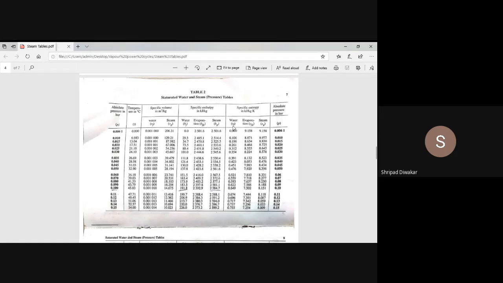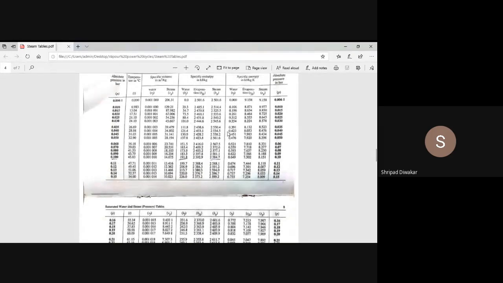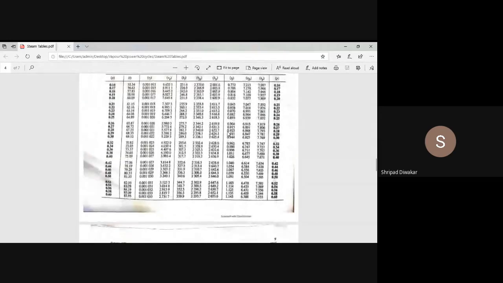SF is the specific entropy of water. SFG is the specific entropy of evaporation. Specific means it is per kg. Okay, next SG means the specific entropy of the steam. Like that we have these values that we are going to use in our problem. Okay, in the problem they have given, suppose, 15 bar pressure, then you have to find the properties.